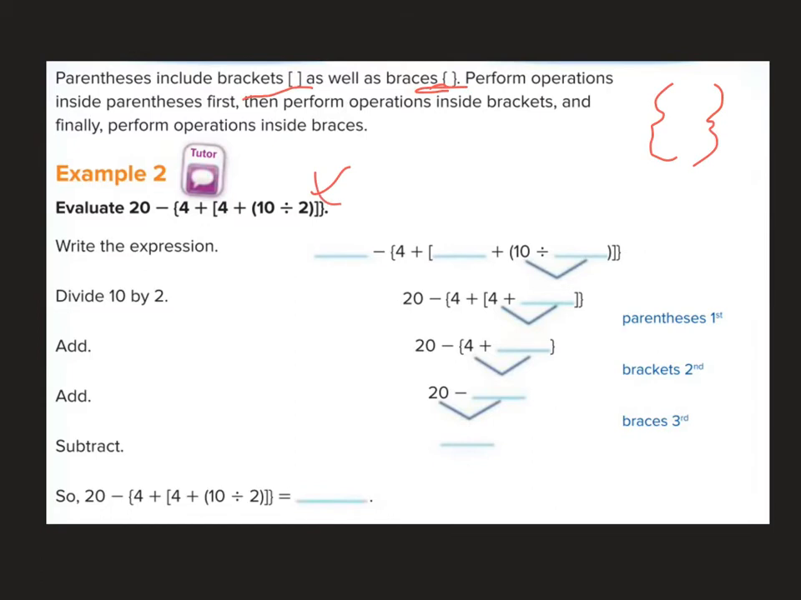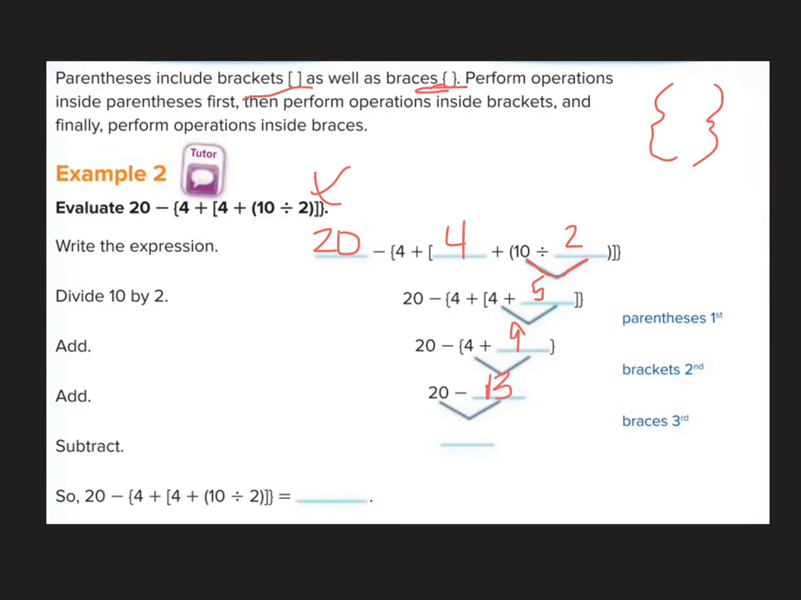So we work from the inside out when we have multiple brackets or braces or parentheses, whatever you want to say. So 20 is going here, 4 goes there, 4 goes here, and then this is 10 divided by 2. So I'm going to start with the innermost thing first. 10 divided by 2 is 5. Okay, bring everything else down. 4 plus 5 is 9. Bring everything else down. 4 plus 9 is 13.